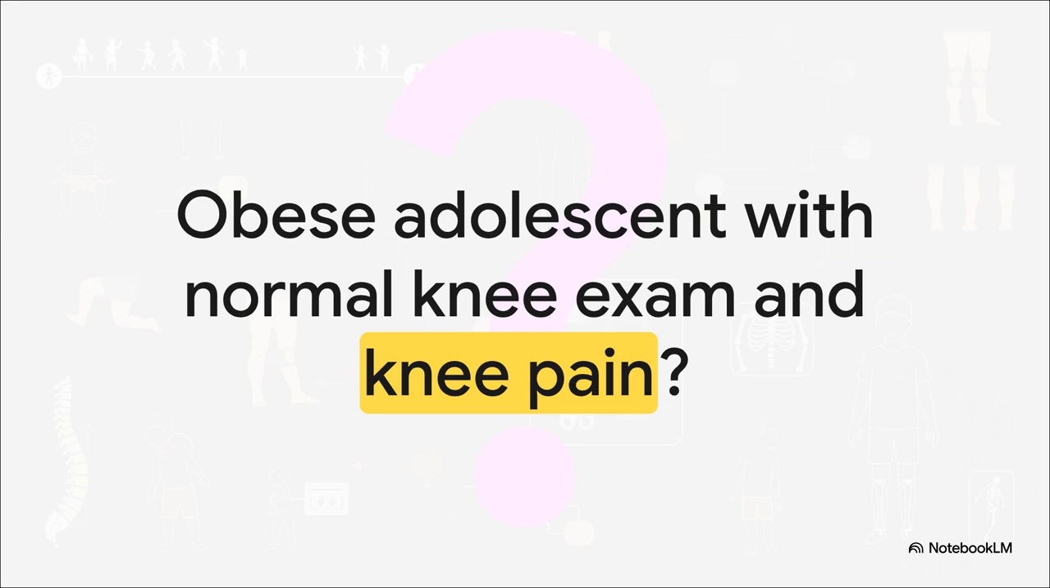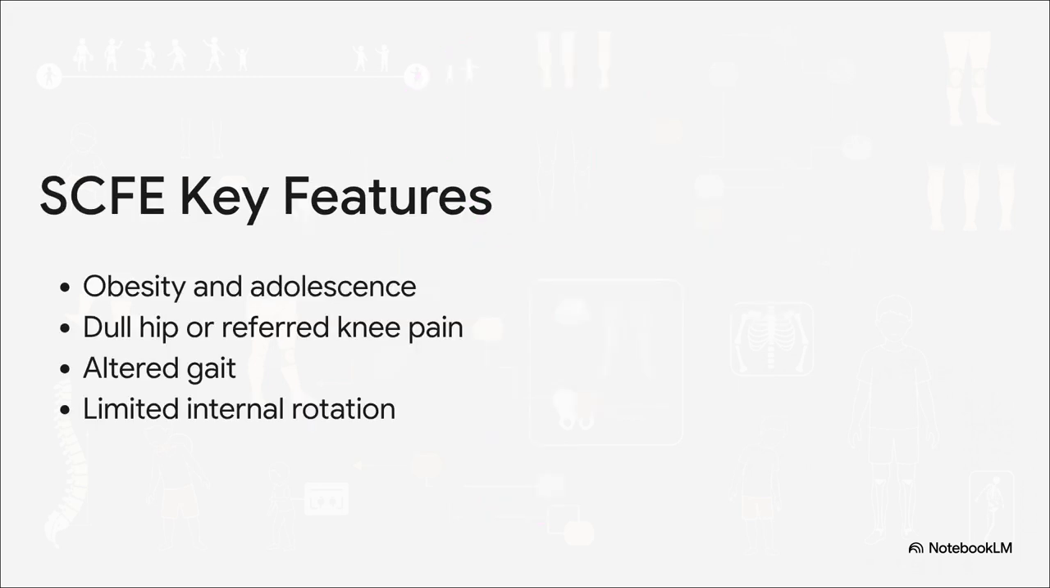Okay, quick pause for some active recall to test your algorithmic thinking. An obese 13-year-old boy presents with isolated, dull right knee pain and an altered gait. You examine the knee and it is completely normal. So what must you immediately suspect on test day? The answer is slipped capital femoral epiphysis, or SCFE.